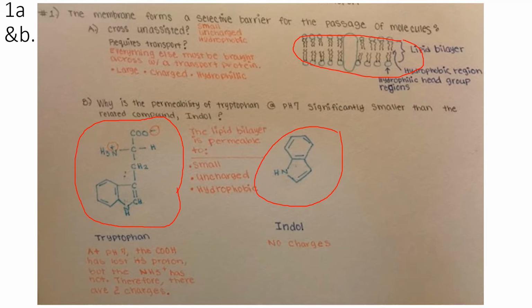So here you can see tryptophan. At pH 7, the carboxylic acid has lost its proton, so there's a negative charge. And at pH 7, the amino group has not, so it has a positive charge. Whereas here at indole, there's no charges. So this should be enough information to help you answer these questions.